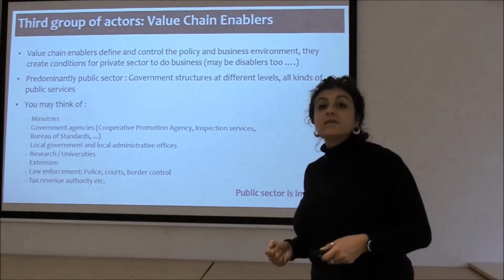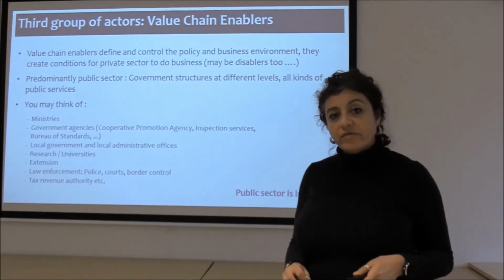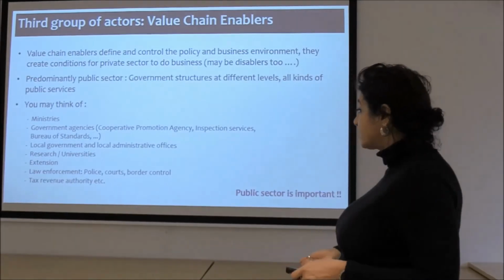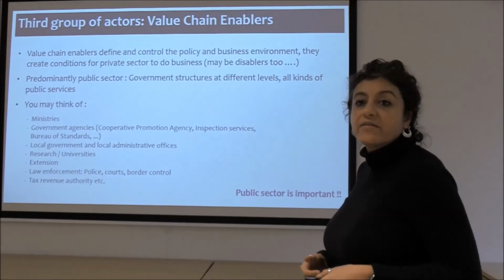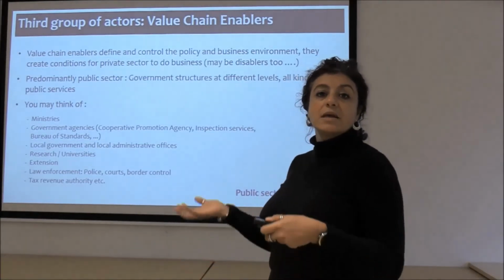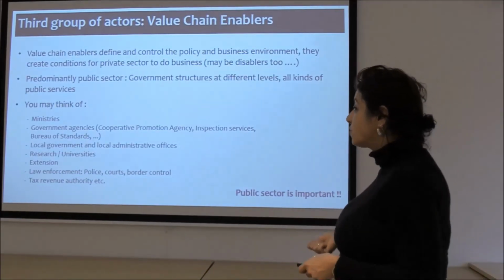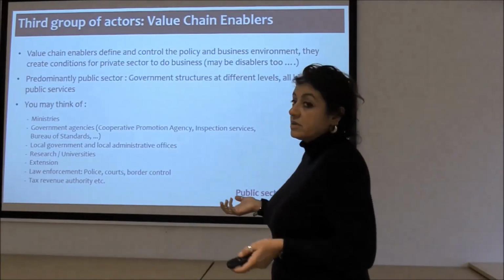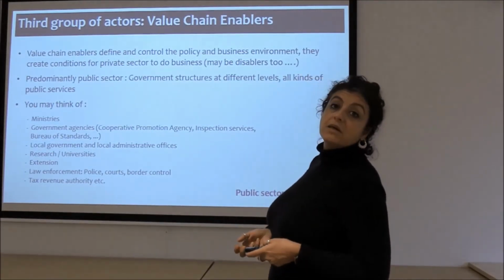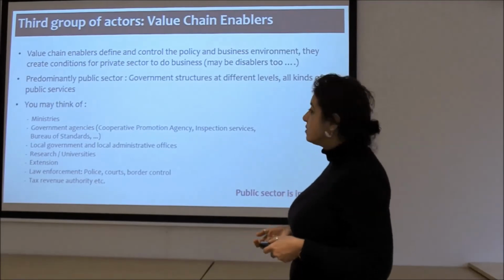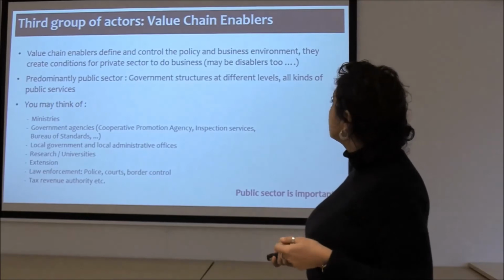Research and universities direct their research according to the needs of the farmers so that they improve their production. Extension services make sure that if innovation is introduced in the sites, it is done in the right way. Law enforcement, police, courts and border controls might be involved, for instance, for land tenure problems. The tax revenue authority is there for the system to function and to collect the necessary tax from the profit that we are making.